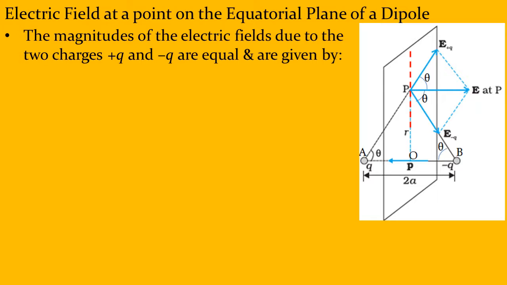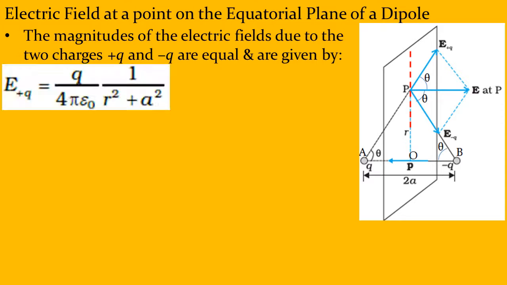So, using Coulomb's law, we have the field at P due to the charge Q, which is field E due to Q, 1 by 4 pi epsilon naught, and this is the distance square. The distance was under root r square plus a square, so the distance square is r square plus a square.